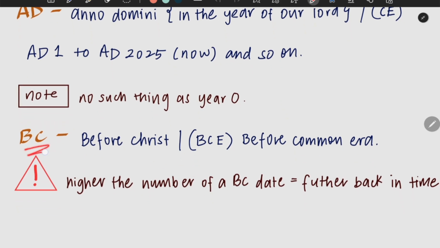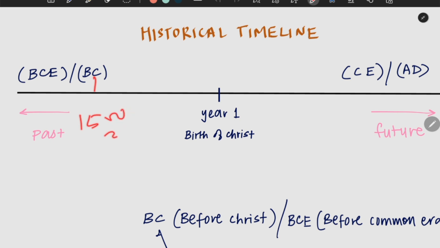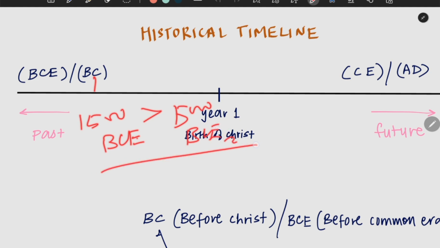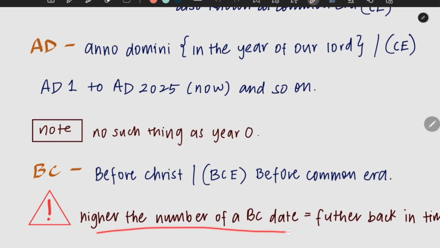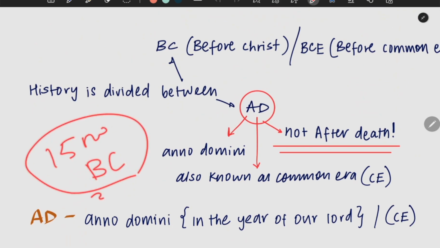Now, let's learn about BC, that is before Christ, or BCE, before Common Era. Now, it's very important to know that the higher the number of the BC date, the further back in time. That is, let's say 1500 BCE is earlier than 500 BCE. That is, the higher the number of BC, the further back in time. So 1500 BC is further back in time.